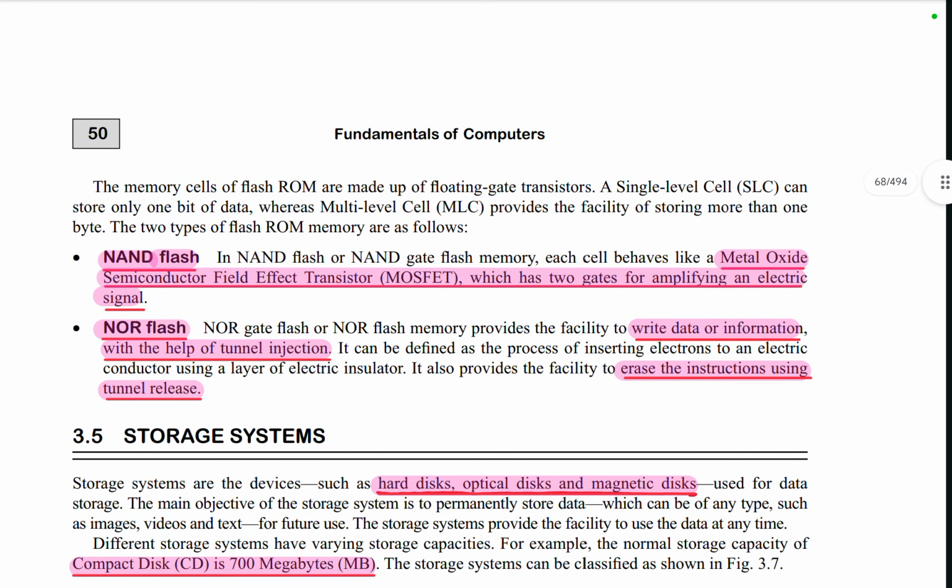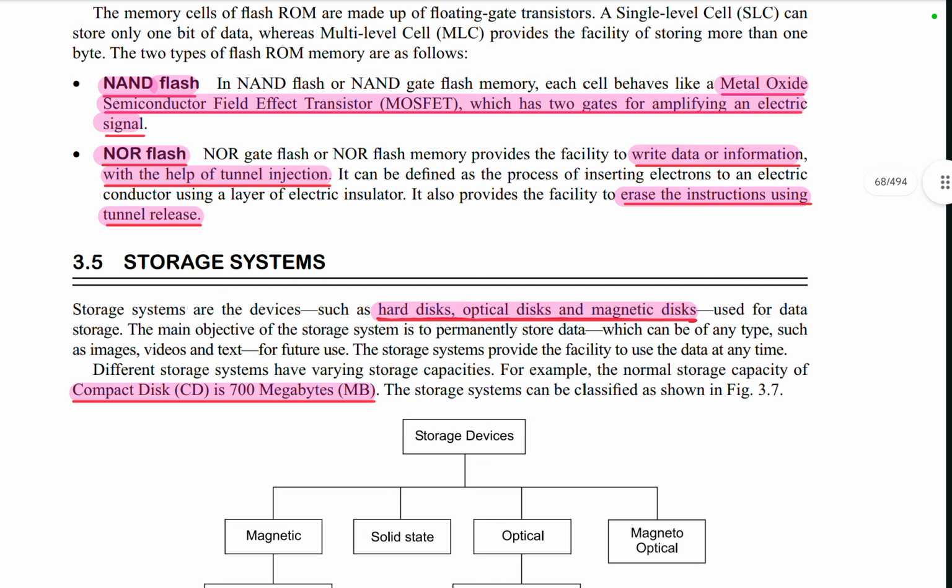NAND flash uses a metal oxide semiconductor field effect transistor, MOSFET, which has two gates for amplifying an electric signal. NOR flash writes data or information with the help of tunnel injection. It erases the instruction using tunnel release.